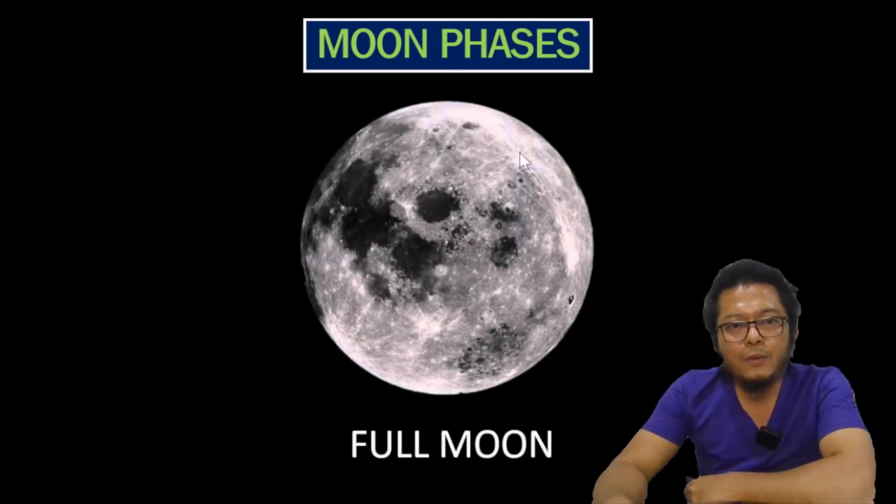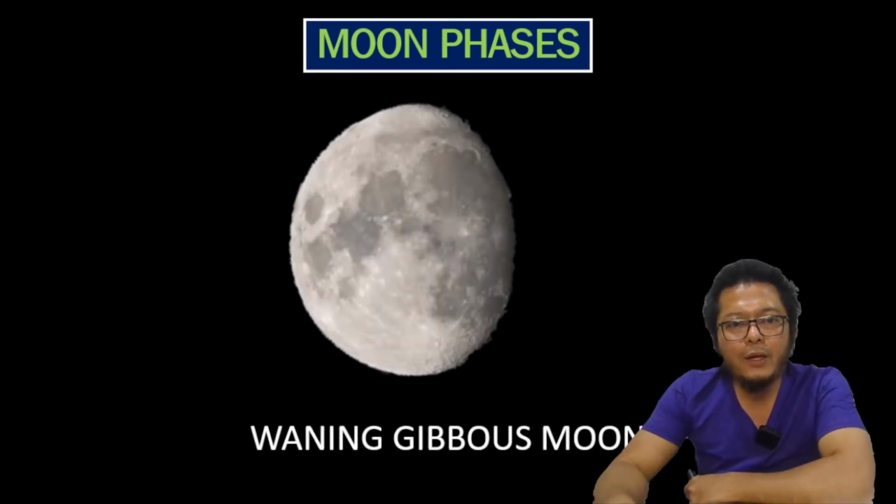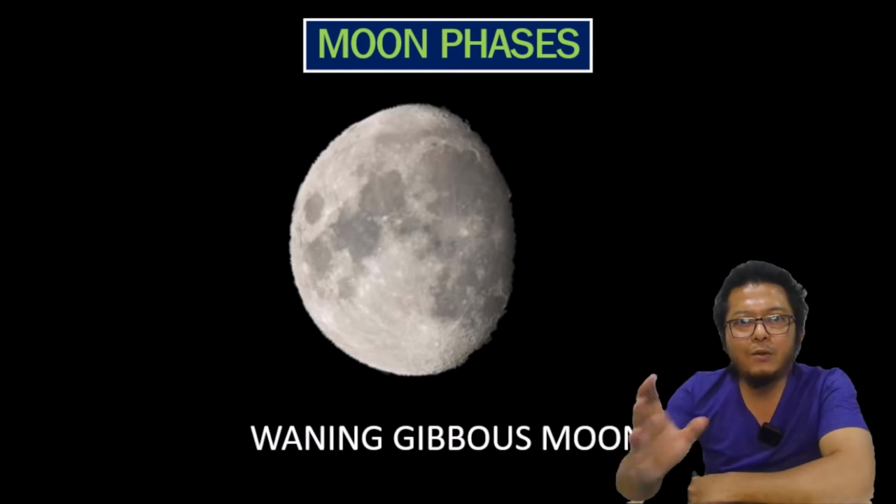Full moon means all the round part. We can see the moon is lighted by the sun. So we can see full round. So we call that full moon. Waning gibbous moon means it's lesser than full moon. It started to get lesser.